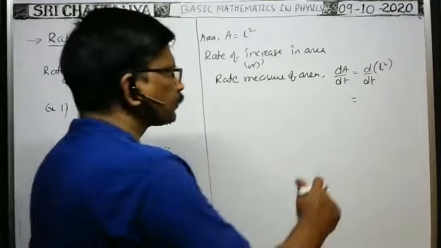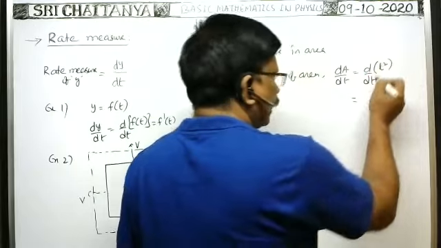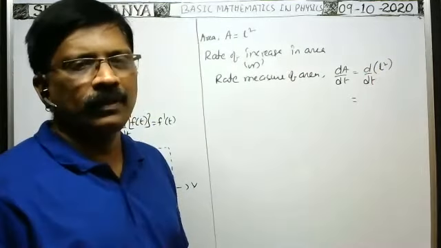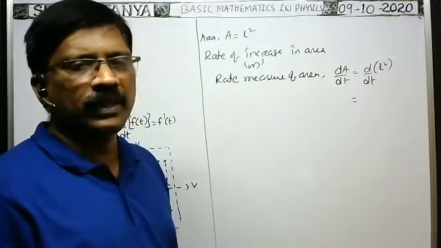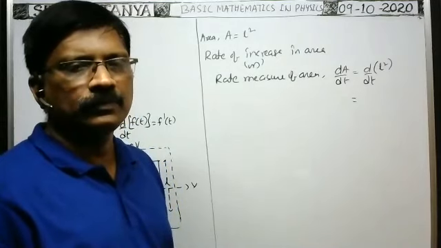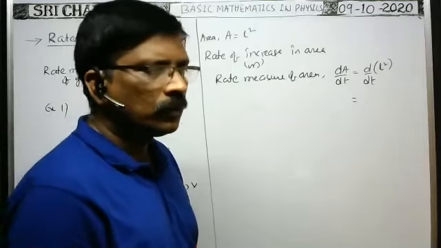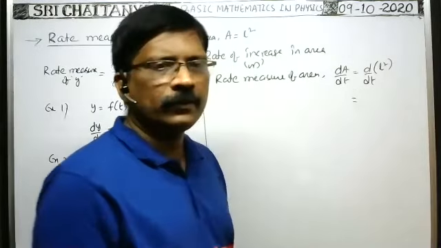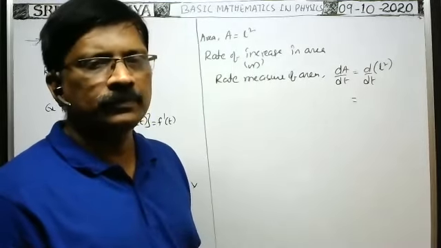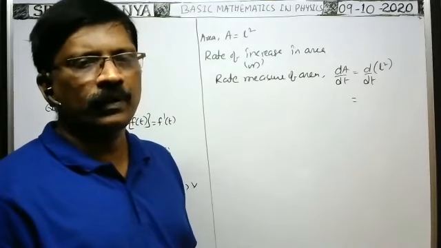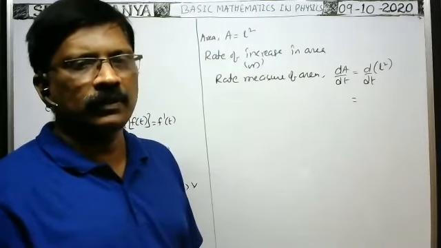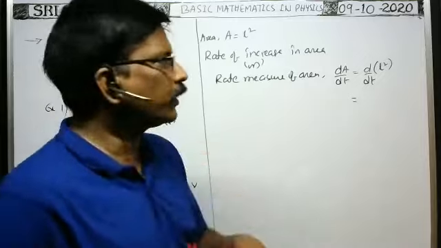Now we differentiate them. D by dt of L square means what you will get? Tell me. You tell me. 2L only. Sure. Yeah, 2L into, okay.